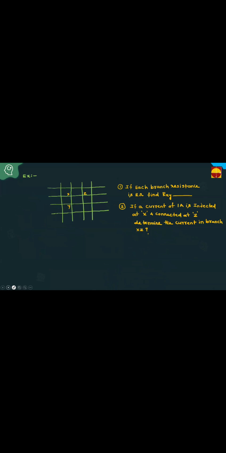Then apply KVL here. I by 12 into R plus I by 4 into R. That is VBC. Like this, you have to calculate the equivalent resistance between the B and C terminals. This you try as homework for practice.